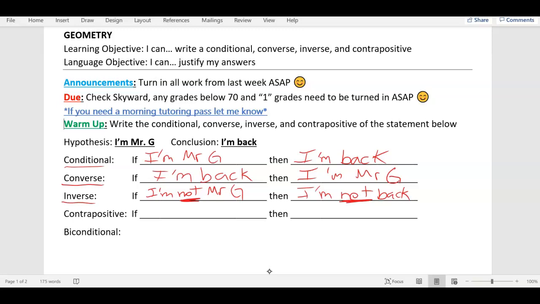So I'm going to take the Mr. G and the I'm back. I'm going to switch the order and put nots in there to make it opposite. So again, take the I'm back, put it at the beginning, make it opposite. Take the Mr. G, put it at the end, make it opposite. What's my new sentence going to be? If I'm not back, then I'm not Mr. G.